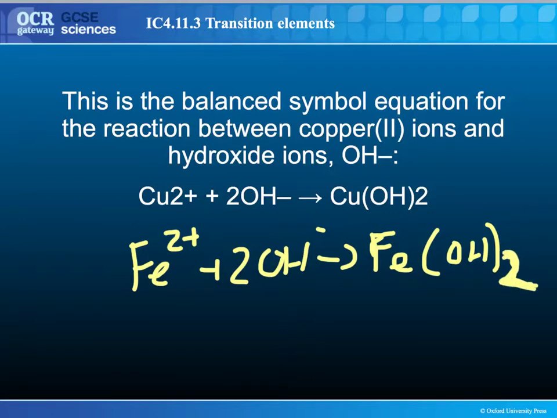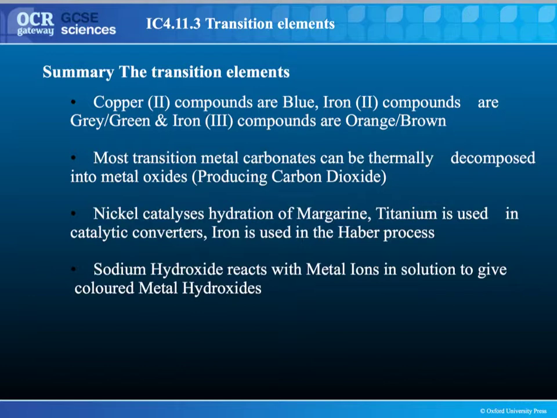Sorry about that. So in summary, the key colours you have to remember: copper 2 is blue, iron 2 is grey-green, and iron 3 is orangey-brown. Transition metal carbonates can be thermally decomposed into metal oxides, which also produces carbon dioxide that you can test for using lime water. You've also got the fact that nickel catalyses the hydrogenation of margarine, titanium is used in catalytic converters, and iron is used in the Haber process. The final point is that in these precipitation reactions, sodium hydroxide reacts with the metal ions to give coloured metal hydroxides as precipitates, and the colours are as stated at the beginning.